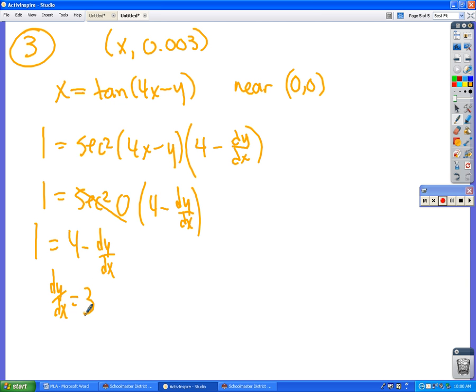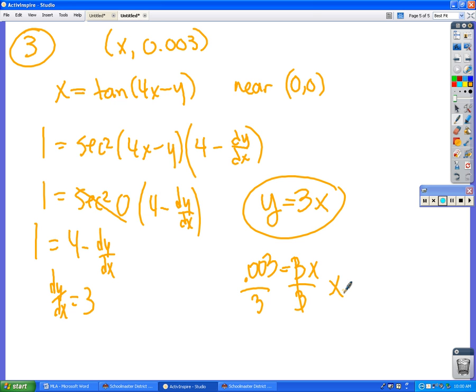Okay, that means that's the slope of our tangent line. It's 3. The point that our tangent line goes through is (0, 0). So the equation for our tangent line is y minus 0 equals 3 times x minus 0, or y equals 3x. Your way would work if you solve that for y and then go through there. Now we need to use that to figure out what x is when y is 0.003. So plug in 0.003 for y and solve that for x.